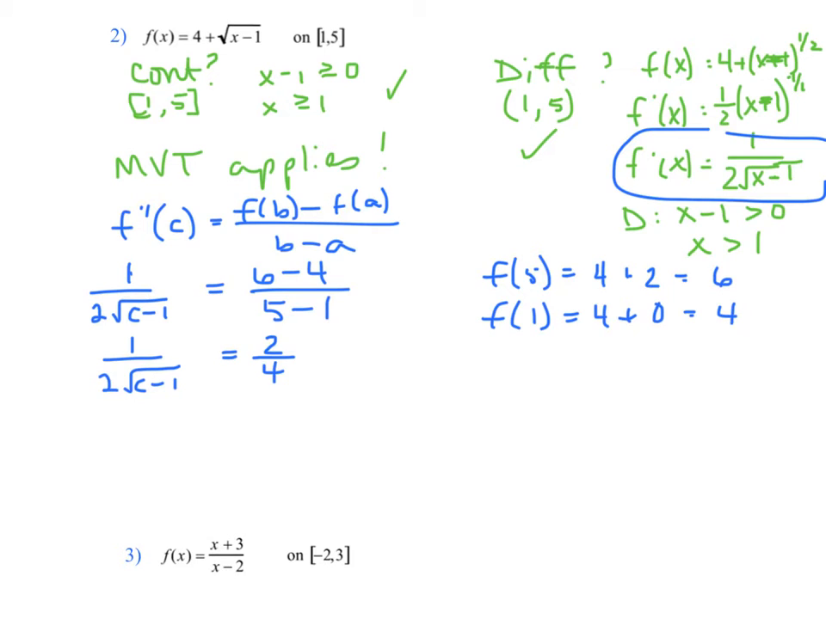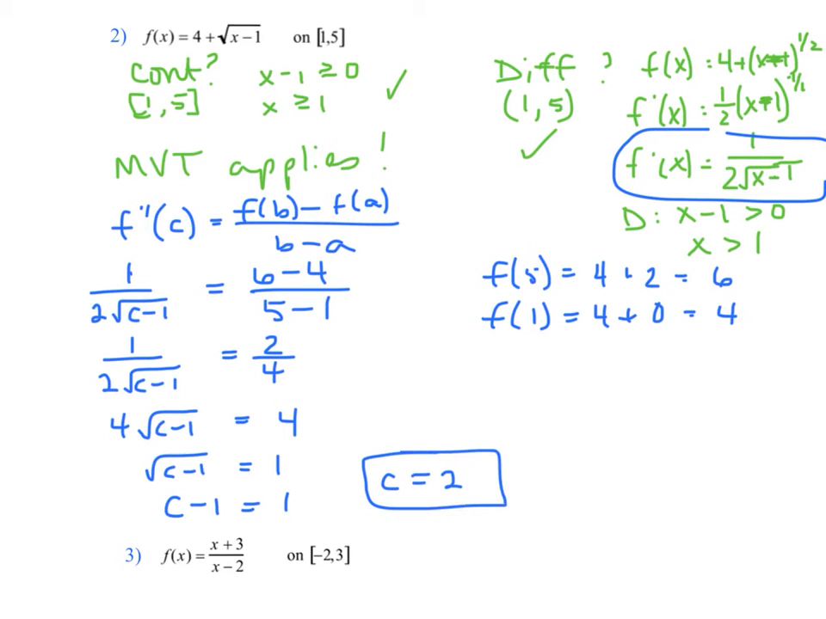I can go ahead and cross multiply here. So I get 4 square root of c minus 1 is equal to 4. Divide both sides by 4, and you get the square root of c minus 1 is equal to 1. I'm going to square both sides. So c minus 1 is equal to 1. Add the 1 over, c is equal to 2. Does 2 fit in between 1 and 5? It sure does. And so c equals 2 is the value guaranteed by the mean value theorem.